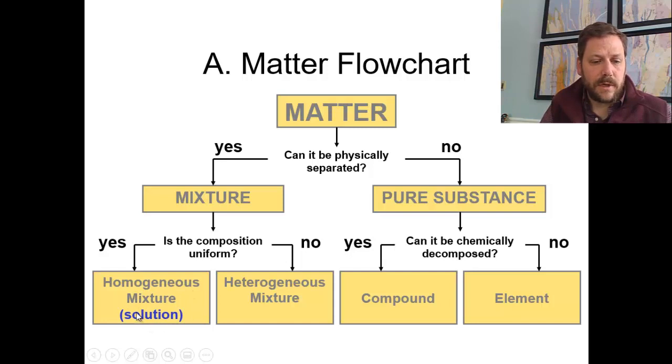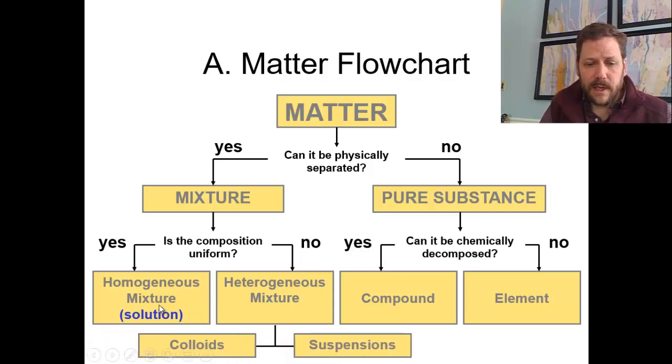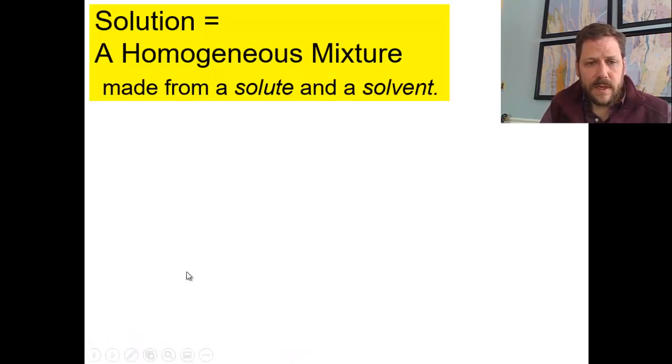Most of the time we're going to be talking about solutions of a solid dissolved in a liquid or a liquid dissolved in a liquid. But really, there's lots of different types of solution. Even brass is a solution of a solid dissolved in a solid technically, and fog is a solution of a liquid dissolved in a gas. So the word solution simply means a homogeneous mixture, something that is evenly mixed and contains more than one substance.